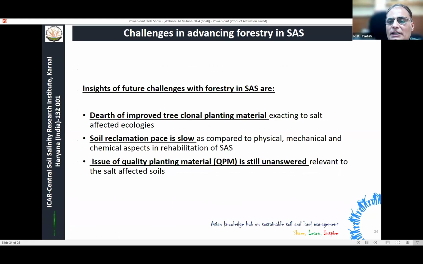And finally, some of the challenges that we are facing, particularly in afforesting the salt-affected soils, are that we have a dearth of improved tree clonal planting materials across the globe. I am not talking about the Indian context only.